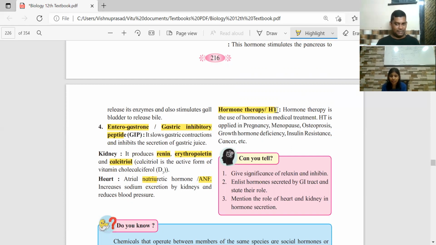Therapy means treatment. This can be used for medical treatment. So hormones are externally applied during pregnancy, during menopause, osteoporosis, if there is a growth hormone deficiency, insulin resistance, even in some cancerous conditions. In such cases, as per the requirement, the doctor will prescribe hormones. So one has to get the hormones externally, either via injections or pills as per the condition.